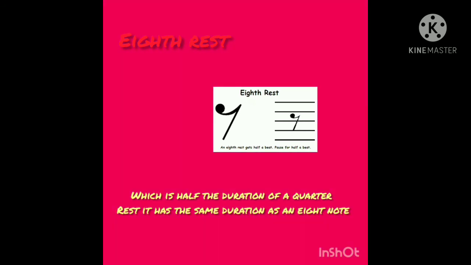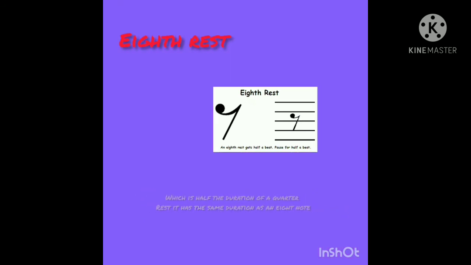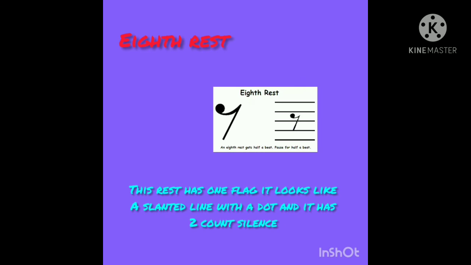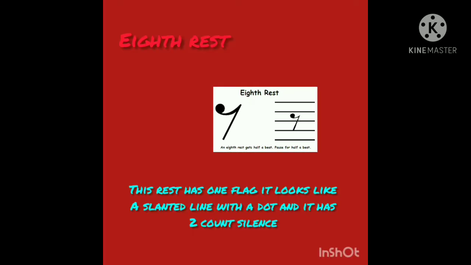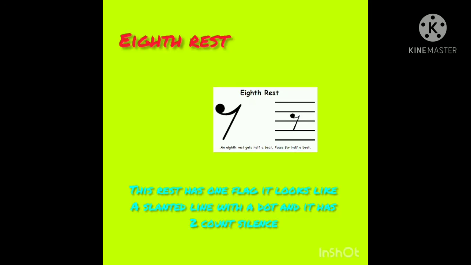8th rest sign, which is half the duration of a quarter rest. It has the same duration as an 8th note. This rest has 1 flag. It looks like a slanted line with a dot, and it has half a count of silence.